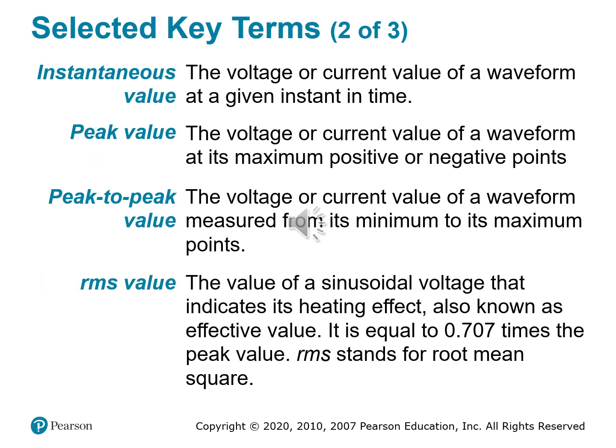Continuing with definitions, we have instantaneous value: the voltage or current value of a waveform at a given instant in time. We also have the peak value: the voltage or current value of a waveform at its maximum positive or negative points. The peak-to-peak value: the voltage or current value of a waveform measured from its minimum to its maximum points. And then you have the RMS value: the value of a sinusoidal voltage that indicates its heating effect. It's also known as the effective value. It is equal to 0.707 times the peak value. RMS just stands for root mean squared.